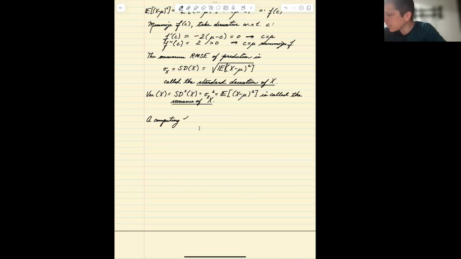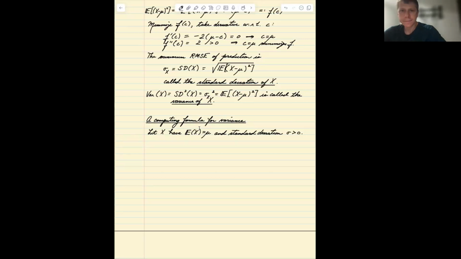So this is the computing formula for variance, and here's how it works. We have a random variable x that has a mean mu and standard deviation sigma.